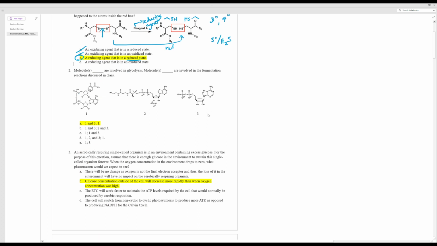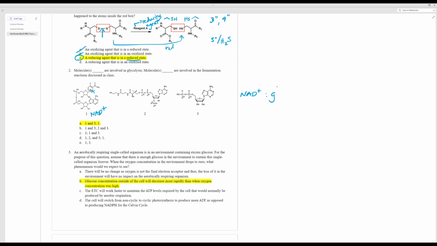Question 2. Which molecules are involved in glycolysis? Which molecules are involved in the fermentation reactions discussed in class? This is kind of an application, sort of. What we see here is an NAD molecule. It's technically NAD+. We can see the positive charge there.